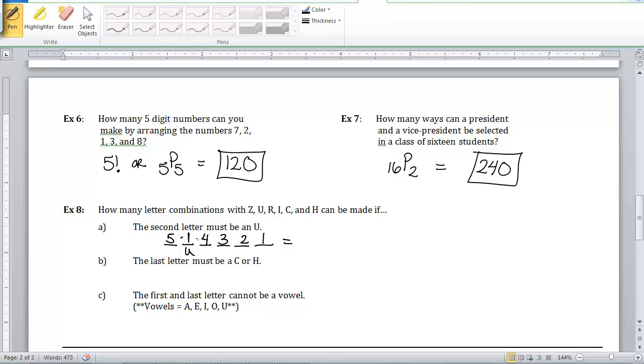This means when I multiply them, I really am just doing 5 factorial, which gives us 120 different ways to arrange it, with the second letter being a U.